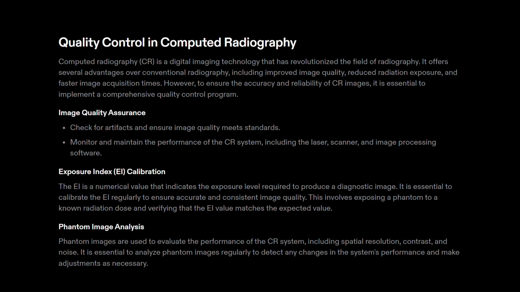Exposure index calibration. The exposure index is a numerical value that indicates the exposure level required for producing a diagnostic image. It is necessary to calibrate the EI regularly to ensure accurate and consistent image quality. This means exposing a phantom to a known radiation dose and verifying that the EI value matches the expected value. Phantom image analysis is used to evaluate the performance of the CR system, including spatial resolution, contrast, and noise. It is essential to analyze the phantom image regularly to detect any changes in system performance or any adjustment necessary.